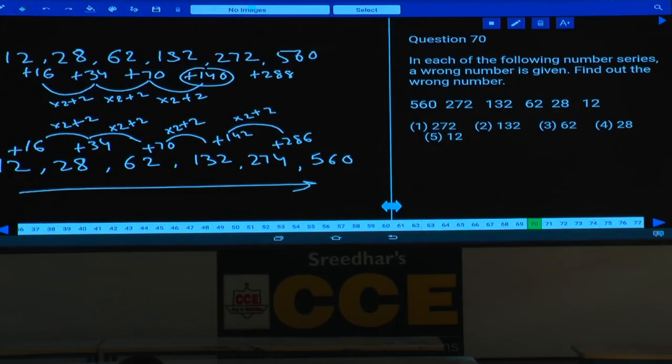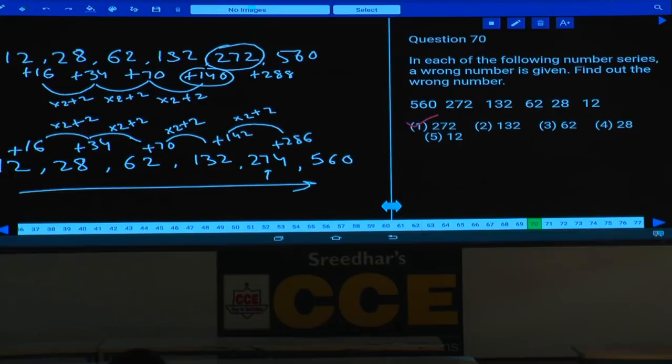Now in this one, what is the number which is missed out here? 274 is the correct number and the wrong number is 272. Now 272 is given with choice. Choice 1 is the answer. Done with this? Now this is about question number 70.